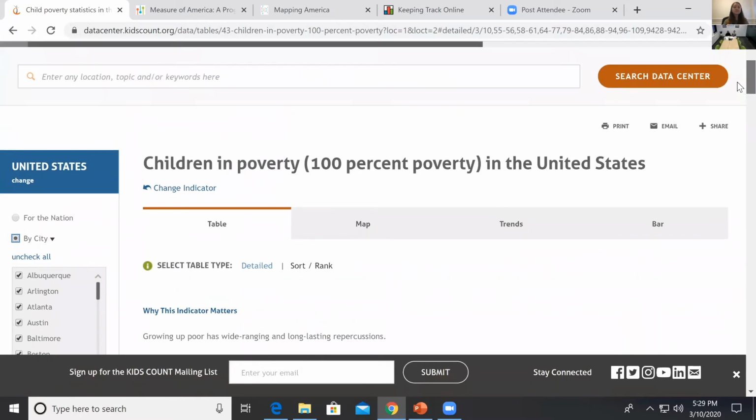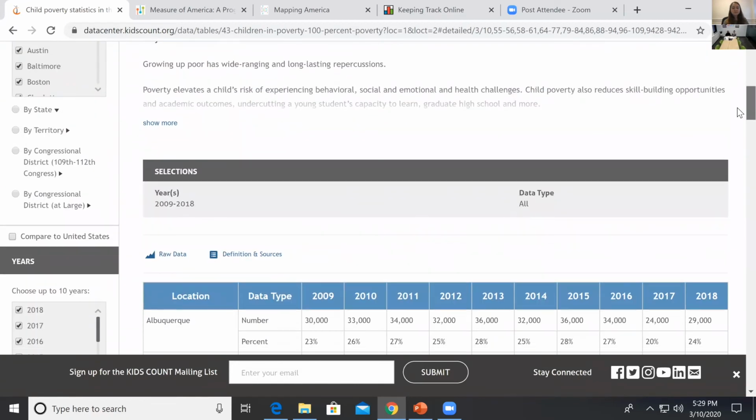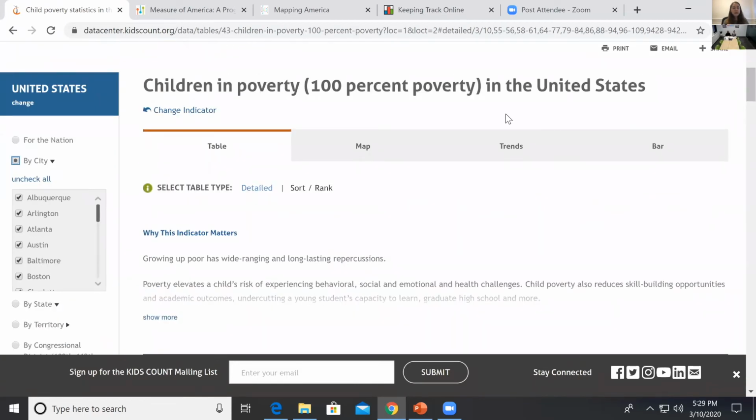Laura, is there anything else you want me to show here that you think I'm missing? I think that was really helpful and really well broken down.